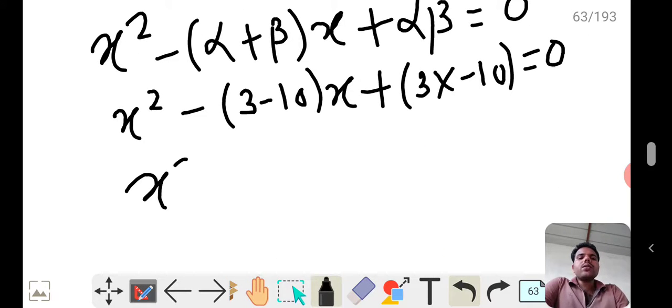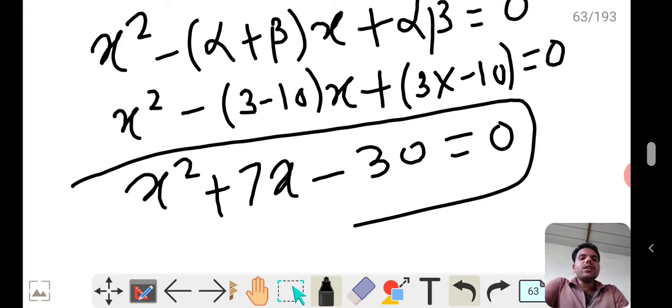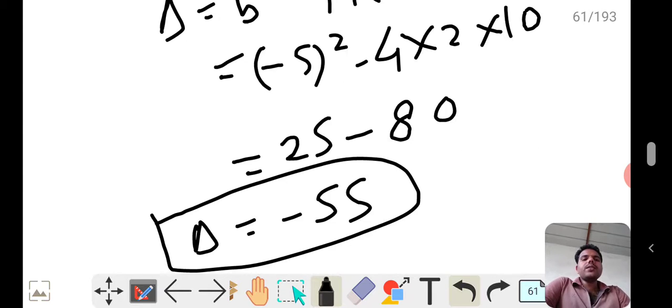So x square minus (3 minus 10, that is minus 7, so minus 7 means plus 7)x plus 3 into minus 10, that is minus 30, is equal to 0. So this is the required quadratic equation for our given roots. So let's see the next example.